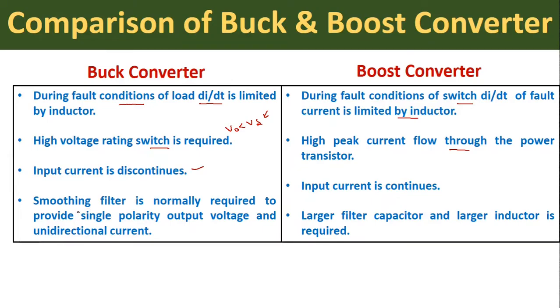In the buck converter, one smoothing filter is normally required to provide single polarity output voltage and unidirectional current to reduce the harmonics present in the DC signal, which will be induced in the supply line. So one smoothing filter is used between the switch and the input voltage source to reduce the harmonics present in the DC line, which can be introduced in the supply line. In the boost converter, larger filter capacitor and larger inductor is required.